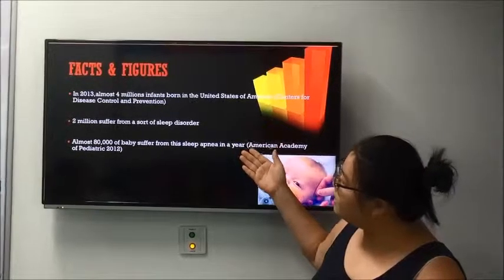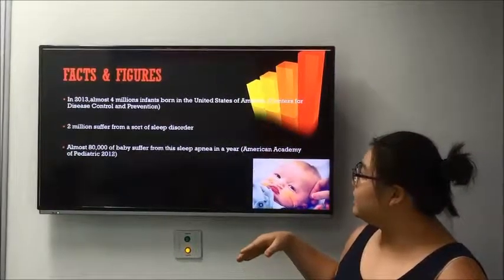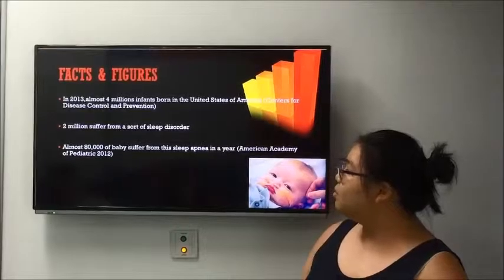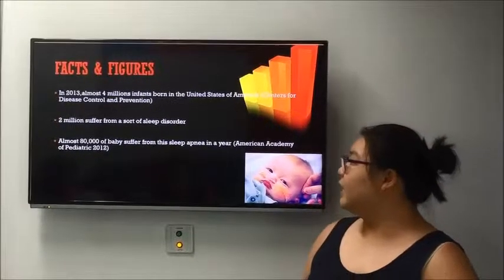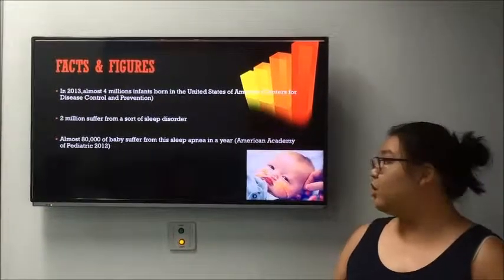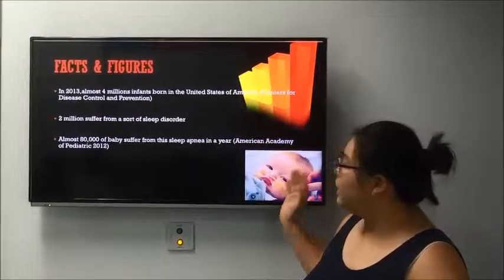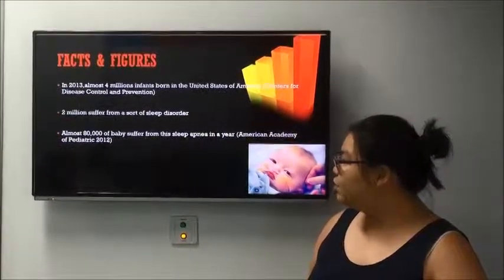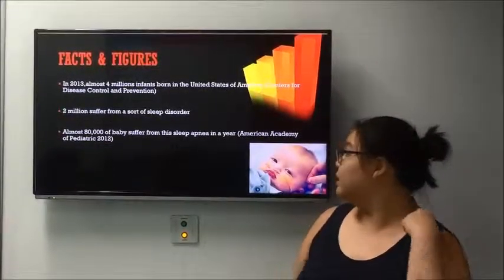For the facts and figures, the Center for Disease Control and Prevention says that in 2013, almost 4 million infants were born in the United States of America, and 2 million of the babies suffered from a sort of sleep disorder. Also, according to the American Academy of Pediatrics in 2012, around 80,000 of the babies suffer from sleep apnea.